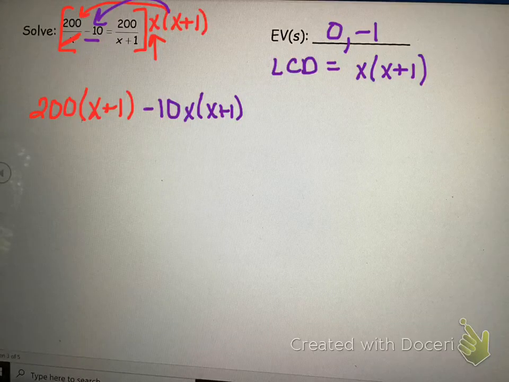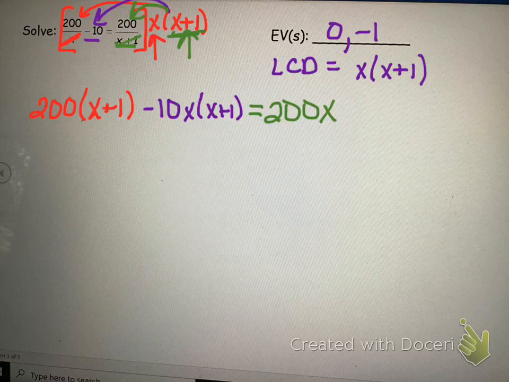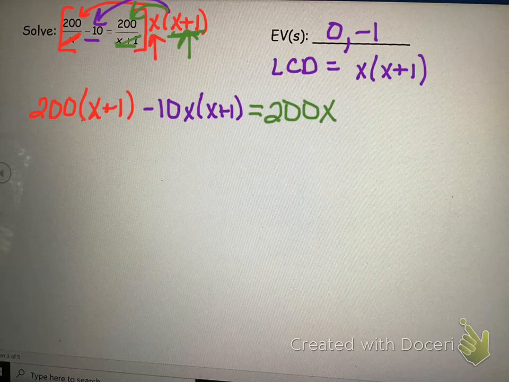And then when I distribute to the final part of the equation, which is the right side of the equation, what happens is the x plus 1 right here would cancel out with the x plus 1 right there. And what would be left would be the 200 and the x. Okay, so what that means I'm left with is an equation with no more fractions. It will ultimately become a quadratic again.